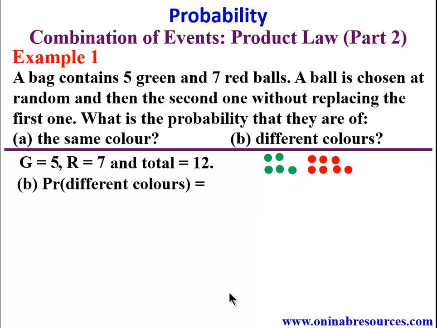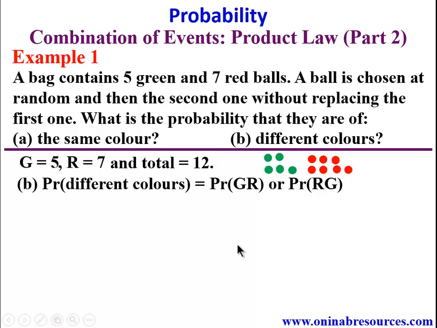For B, probability of selecting different colors. We know there are going to be 2 possibilities. Either the first one green and the second one red, or the first one red and the second one green. So we are going to treat it accordingly. Probability of the first one green times the probability of the second one red, then plus probability of the first one red times the probability of the second one green.